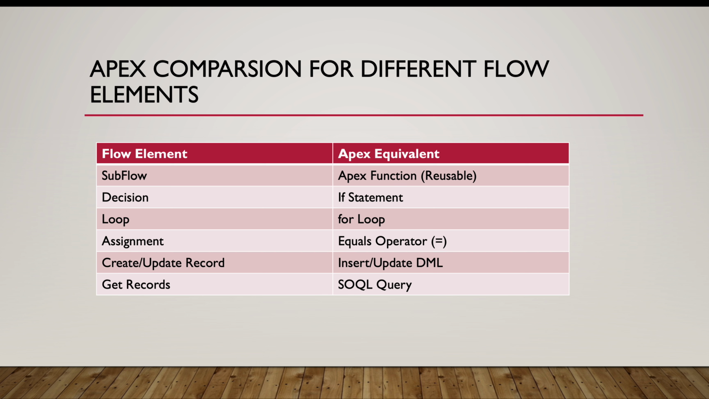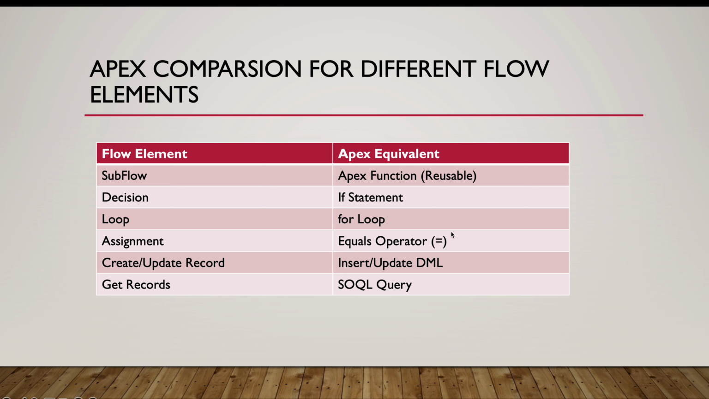Now, Apex comparison for different flow elements. When we build a flow, we can see a lot of flow elements, right? So what is the Apex equivalent for those flow elements? For example, subflow. A subflow can be considered as an Apex function, a reusable flow, as I mentioned. What is a decision element? A decision element is equivalent to the if else statement in Apex. Then we have the loop. You can consider it as a for loop and while loop. Then we have the assignment.